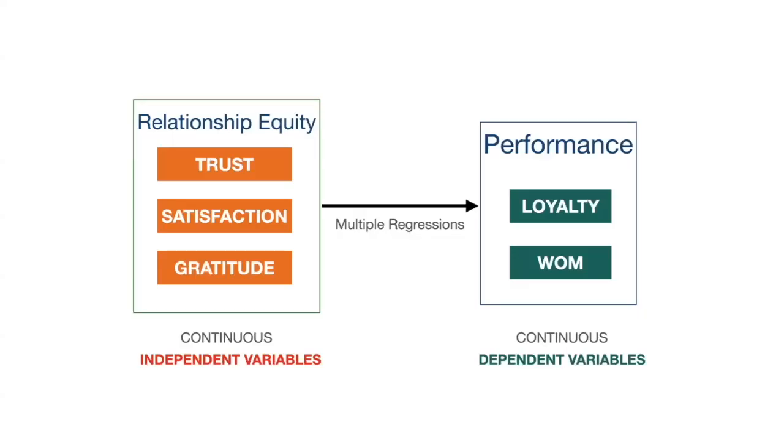In the first part, I will show you how to use multiple regression to investigate the impact of relationship equity on company performance. Relationship equity includes customers' trust, customers' satisfaction, and customer attitude, and company performance in the marketing context includes customer loyalty and customer word of mouth. Both independent variables and dependent variables are continuous variables.